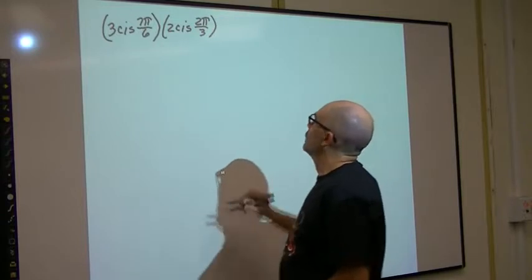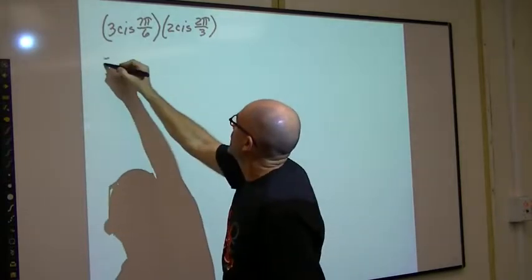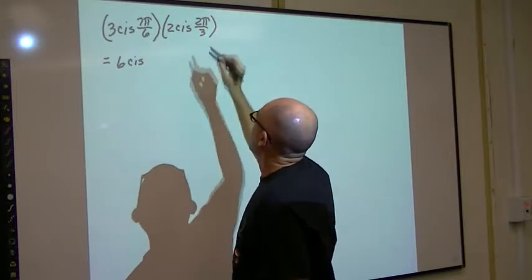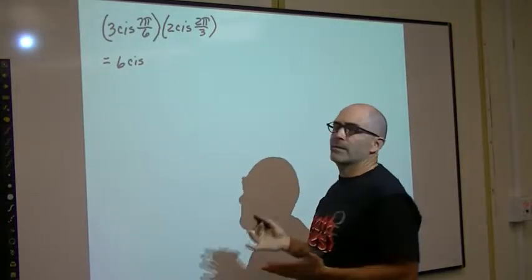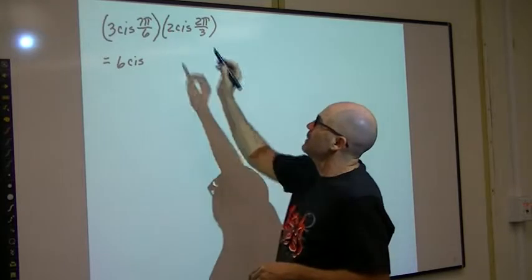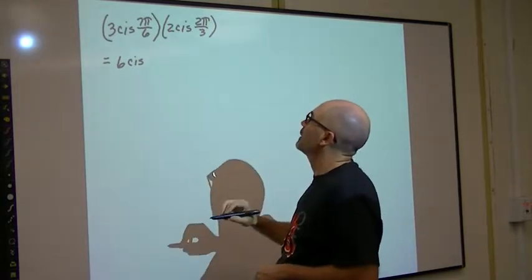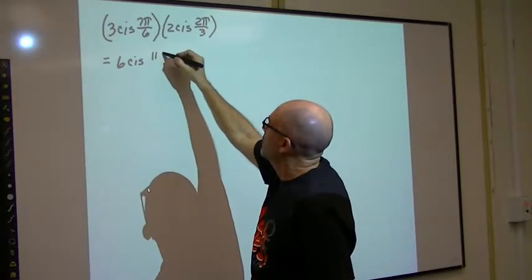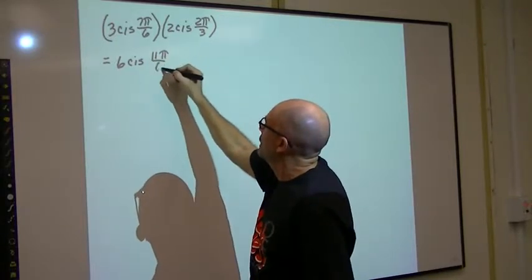So all we do is we say 3 times 2 is 6. 7 pi over 6 plus 2 pi over 3. We need common denominators, of course. So that's going to be 7 pi over 6 and 4 pi over 6. And so 7 plus 4 is 11 pi over 6.